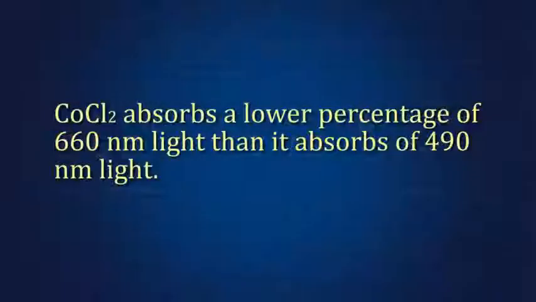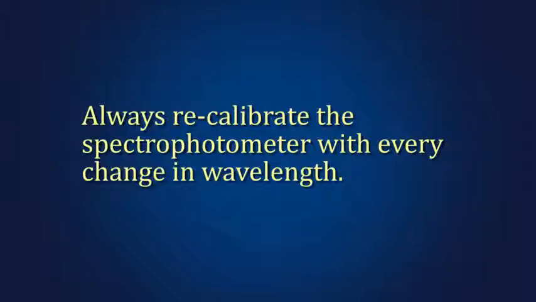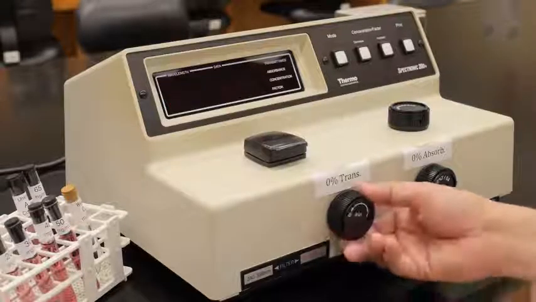Cobalt chloride absorbs a lower percentage of 660 nanometer light than it absorbs of 490 nanometer light. Remember to recalibrate the spectrophotometer with every change in wavelength and treat the spectrophotometer with care. When finished, turn off the spectrophotometer and clean your work area.